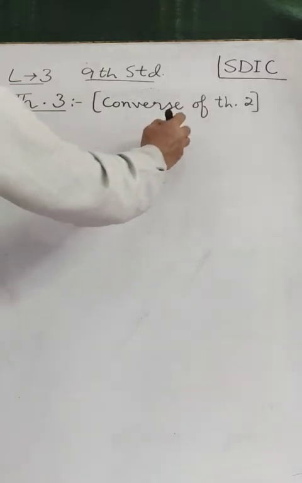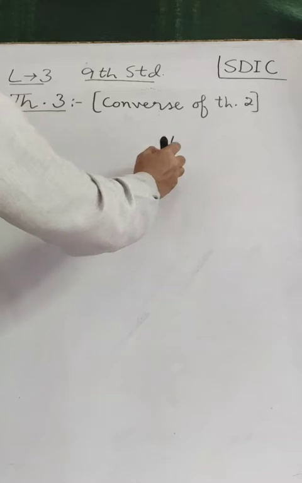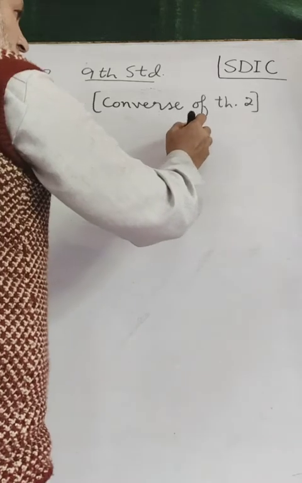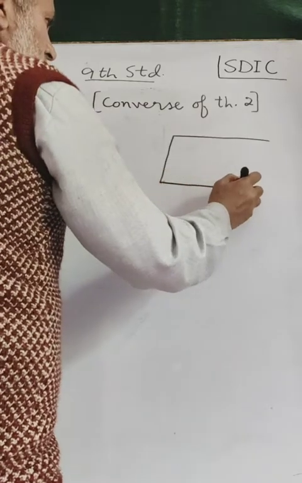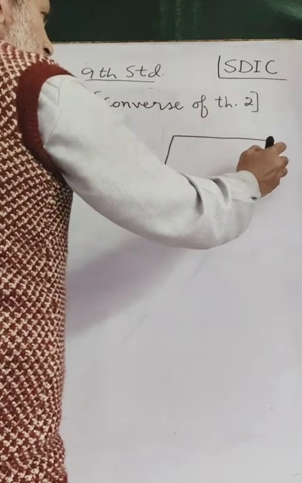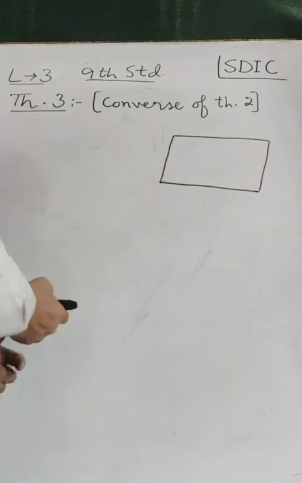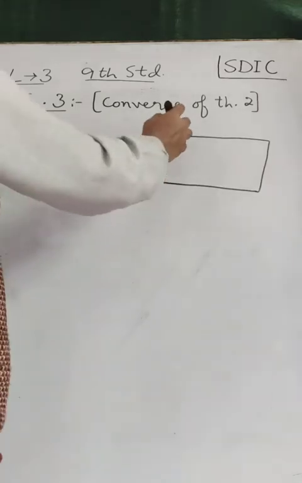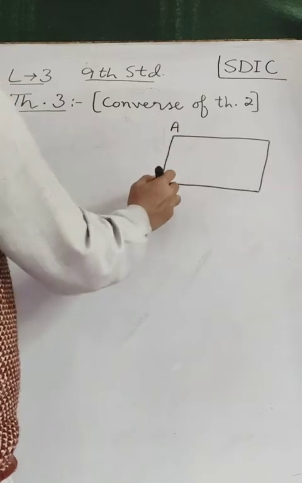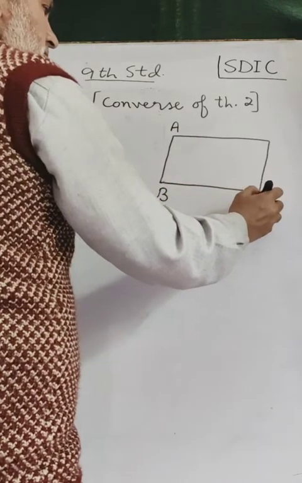The diagram of this will be the same as the previous theorem. A quadrilateral is there. Since we have to prove this quadrilateral is a parallelogram, we will draw the shape of a parallelogram. But right now we'll call it only a quadrilateral. We'll not call it a parallelogram. We have to prove that. Let us name this quadrilateral A, B, C, D.